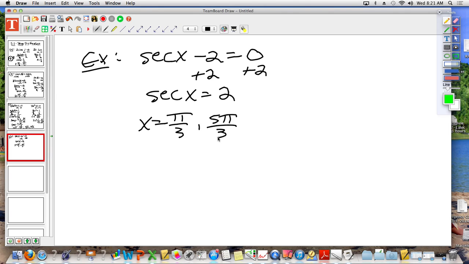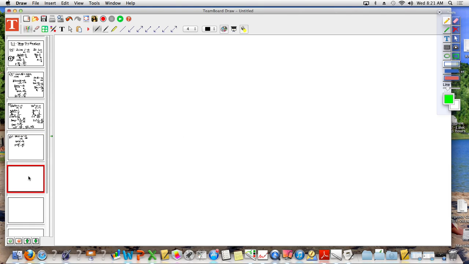All right, let's start a new page. New example. We are looking for the sine squared of x is equal to 3 the cosine squared of x. What am I going to do there? Subtract 3? But the 3 is not being added on to anything. Never mind. Divide by cosine. It'll make a tangent.